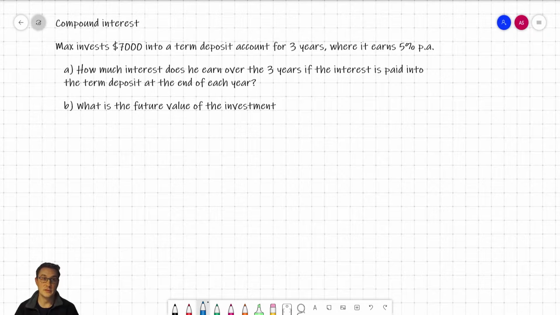Hey, amazing people. What we're doing today is we're looking at compound interest. Now, to start off, the way we're going to look at compound interest is think about how it's using the simple interest formula, but we've got it compounding every single year to build up over time.